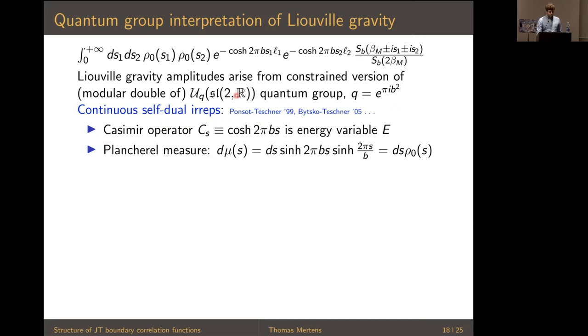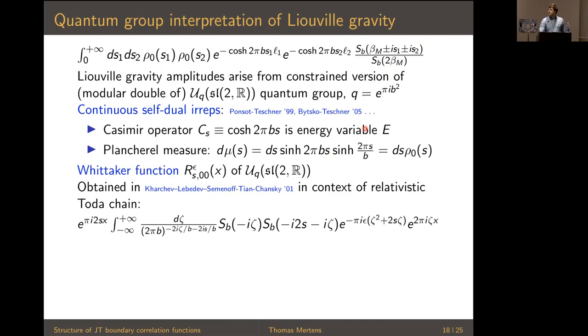This structure here, this quantum group structure, has a set of continuous so-called self-dual irreducible representations. Again, I'm omitting the details here. They were studied by Ponsot and Teschner and many others since then. In particular, these representations have a Casimir operator. The representations are labeled by an index S, and you can write the Casimir operator as cosh 2 pi bS. That will be the energy variable, and that's the thing that appears in these exponents here. And these representations have a Plancherel measure, which is sinh times sinh, which is precisely the density of states that we had here.